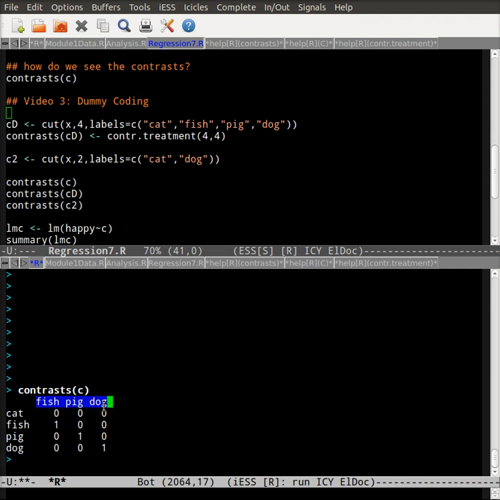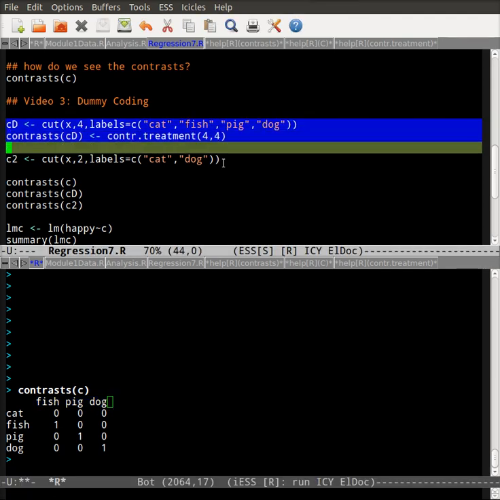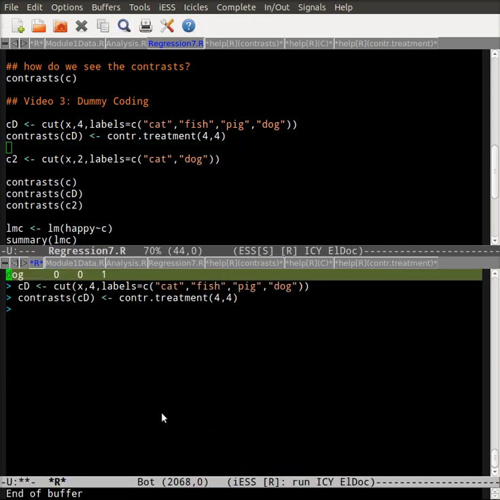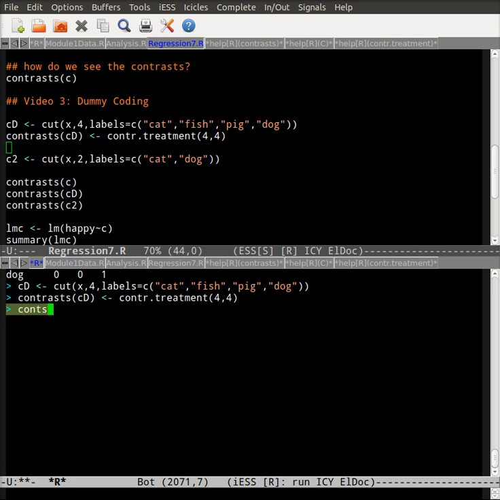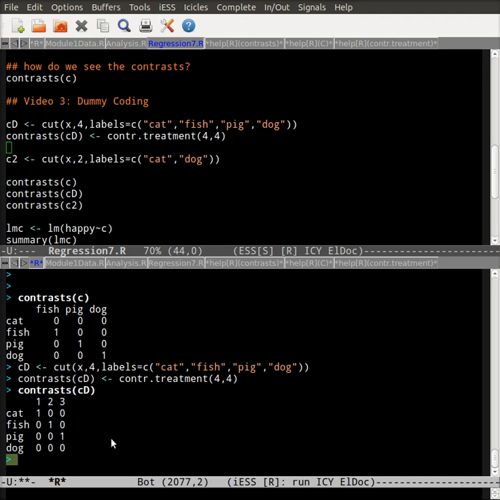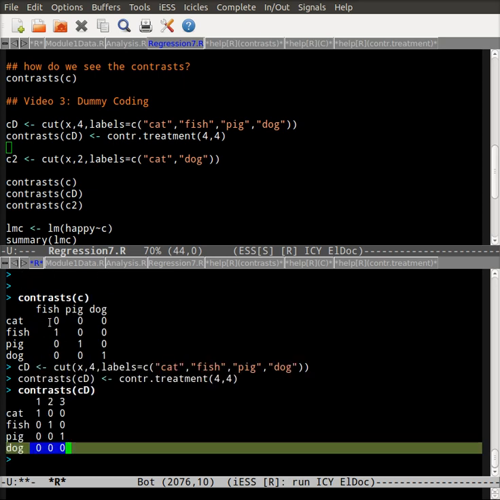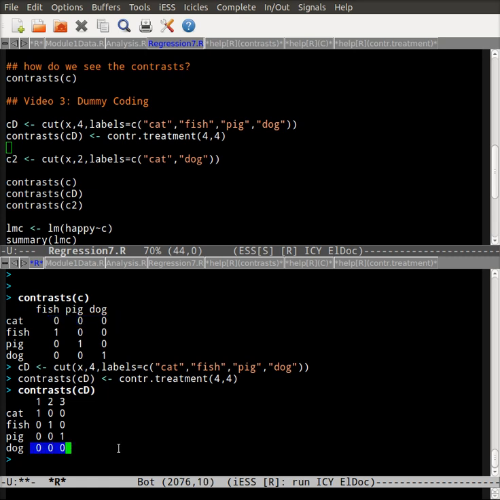Now, what happens if we don't want to compare cat to all of the other animals? Well, what we do is we create a different contrast, and we create a contrast that enables us to compare what levels we do care about. So here I've created a new contrast or dummy code, and you'll notice that dog gets all zeros, as opposed to before cat got all zeros. So dog becomes the comparison group. Dog becomes a comparison group to pig, fish, and cat.